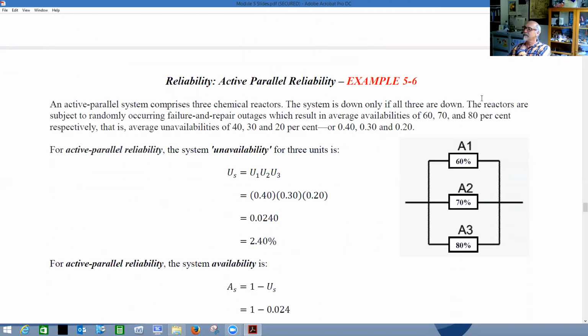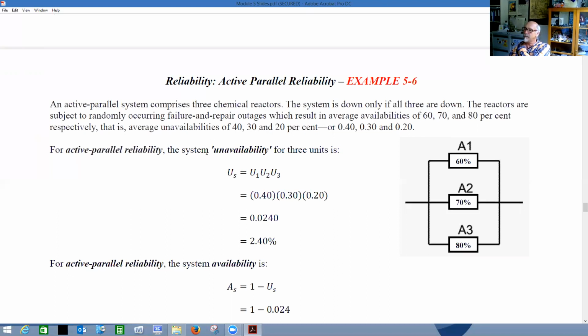What about this one? What happens if you have 3 particular units? In this case, we're talking about 3 chemical reactors. Again, they're in parallel, as you can see. The system is down only if all 3 are down. The reactors are subject to randomly occurring failure and repair outages, so that's the type of failure that we have, which result in average availabilities of 60%, 70%, and 80%. In other words, the unavailabilities are 100 minus that, which is 40%, 100 minus that, which is 30%, and 100 minus that, which is 20%, or we write them as decimals, 0.4, 0.3, and 0.2.